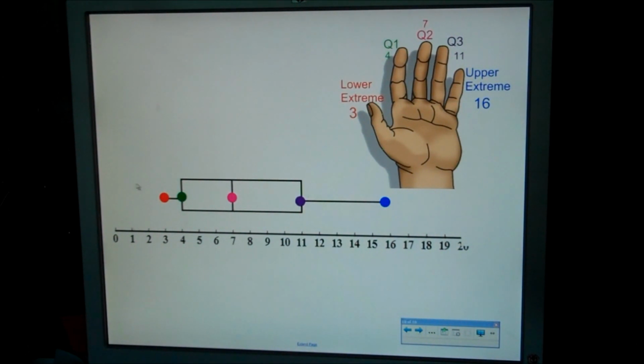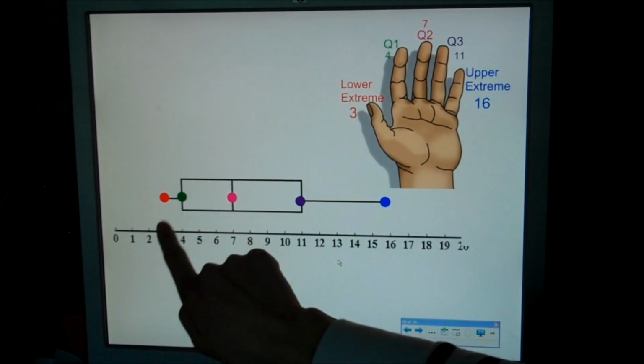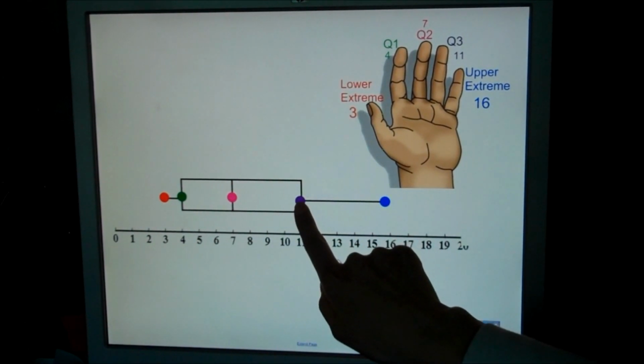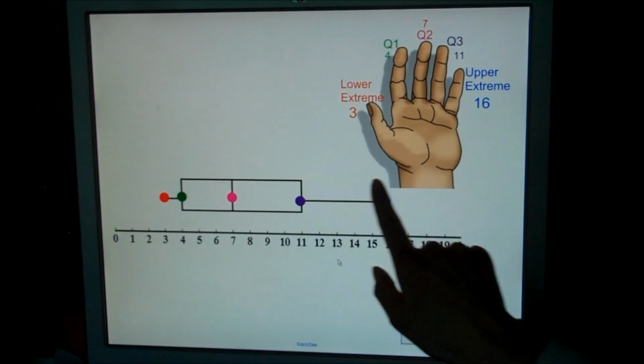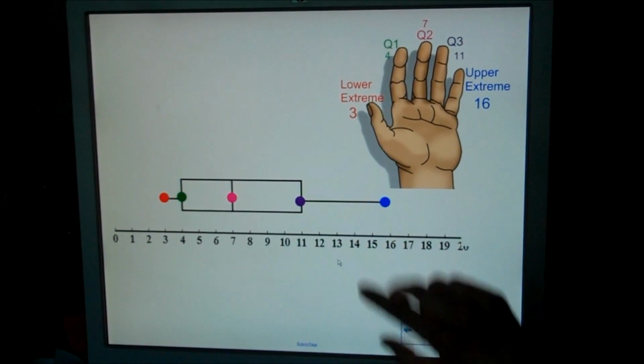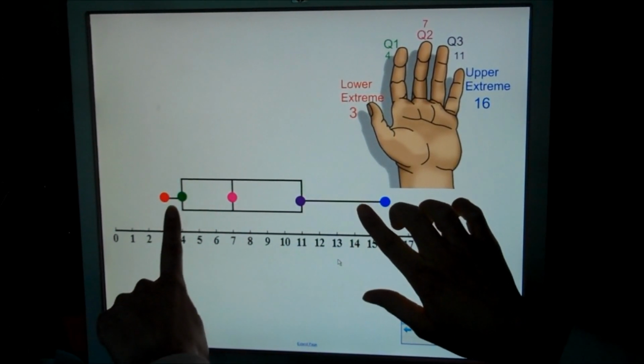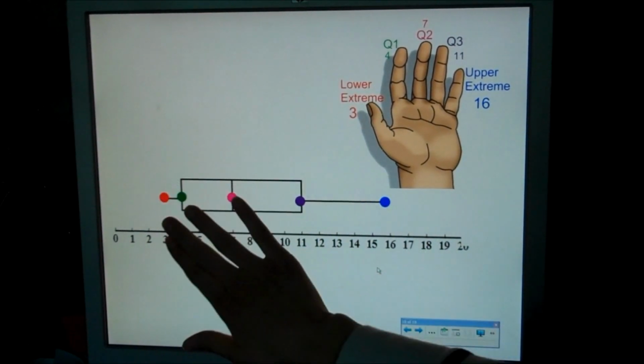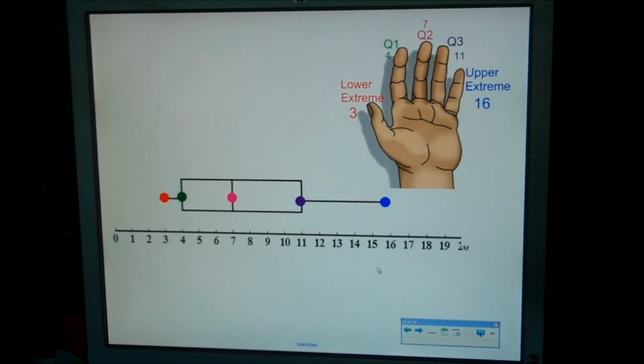Now, trick question. How much is each section worth? What percentage? 25%. This section, red to green, is 25%. Green to pink, 25%. Pink to purple, 25%. The purple to the blue, 25%. Now, those two do not look like they're both equal to 25%, but they are. 25% of my data falls here, 25% falls here, and so forth. That's a box and whisker plot.